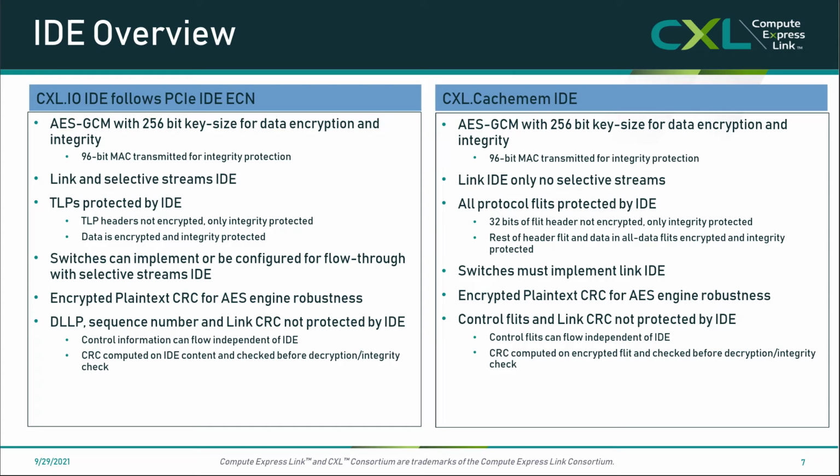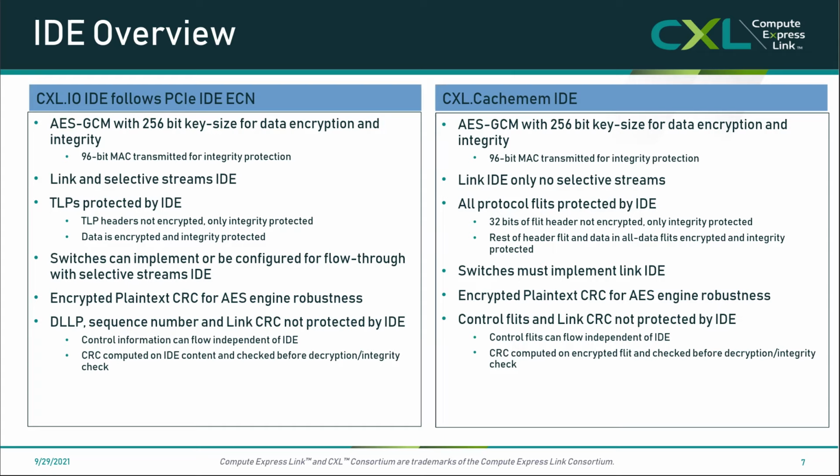The selective streams IDE allows the switches to be configured in what's called flow-through mode. In this case, the switches don't need to implement the full IDE protection. Of course, they need to do certain things like making sure all the ordering rules are maintained within a stream, but they don't need to implement the cryptography involved in IDE. And this selective stream could then be between the root port and endpoint, passing through the switch.